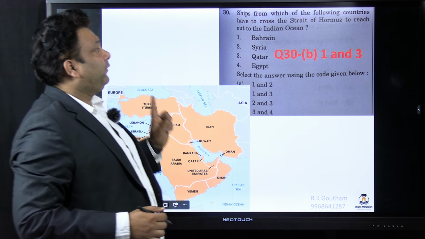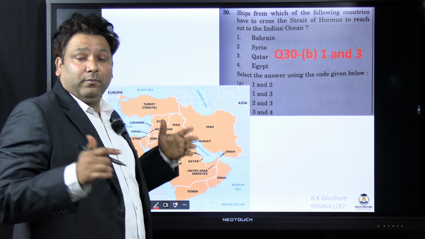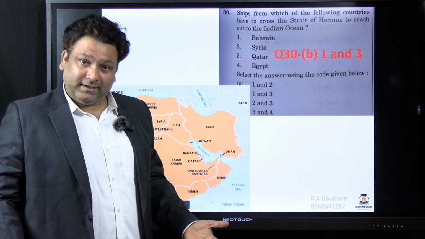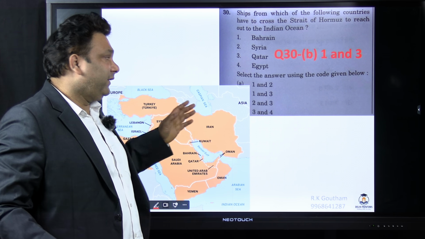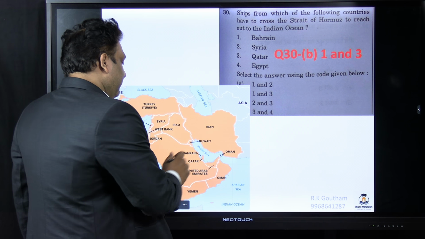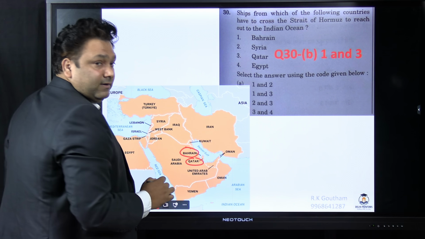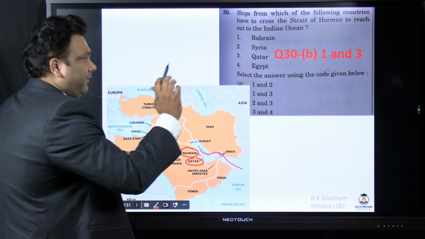So next, the ships from which of the following countries? This also I have emphasized on the map, in the mapping section. So Strait of Hormuz has been in discussion. So you should also know the countries which are surrounding the Persian Gulf. यहाँ पे सीधा आपको answer मिल जाएगा. So Bahrain is located here, and Qatar is located here inside the Persian Gulf, and this is the Strait of Hormuz. So यहाँ पे cross करना पड़ेगा.